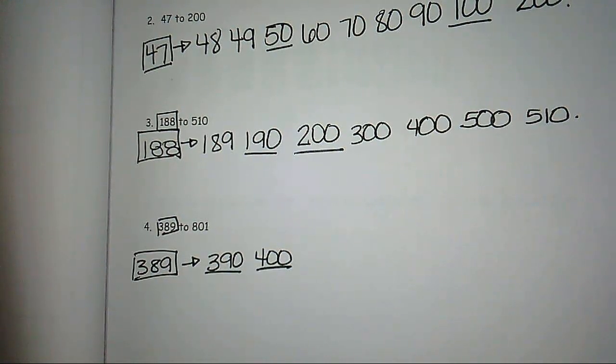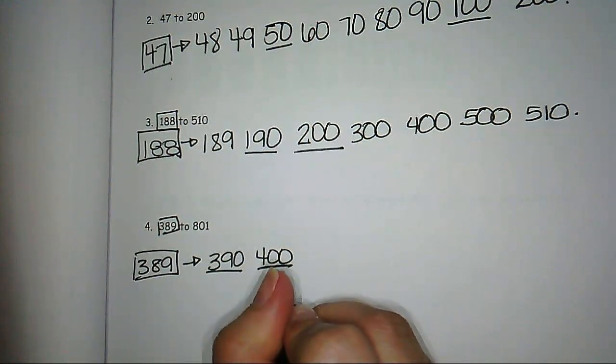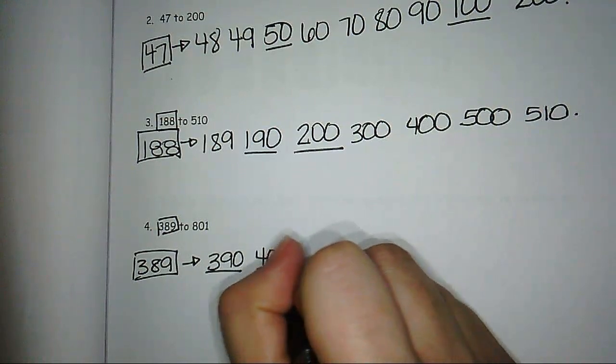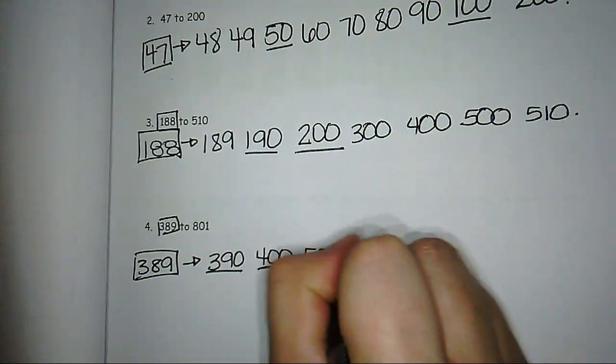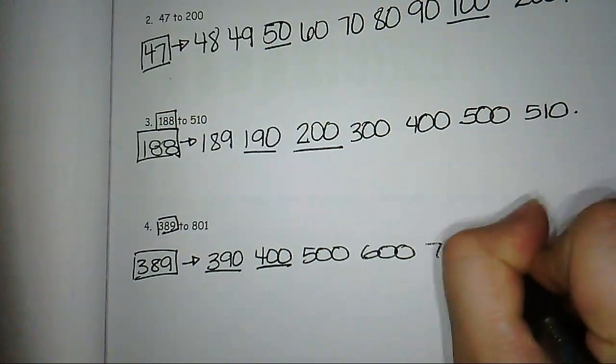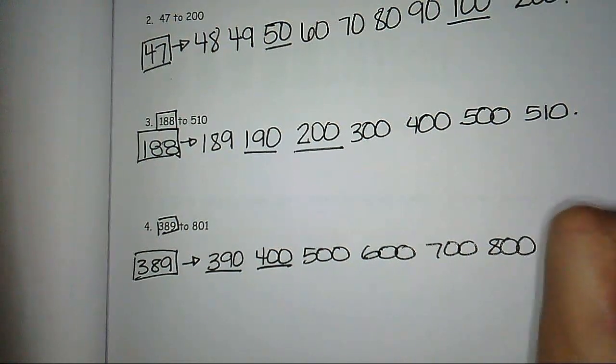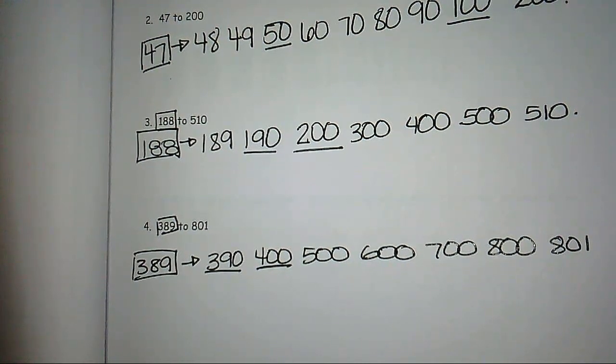Because I also bundle, boys and girls. Every time you hear me say the word benchmark, I'm saying that's when you bundle it. Then, now I count to 500, 600, 700, 800. Now I have to count to 801. I'm done counting, boys and girls. You did a terrific job solving all the problems.